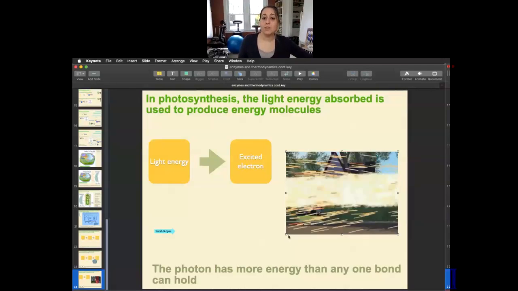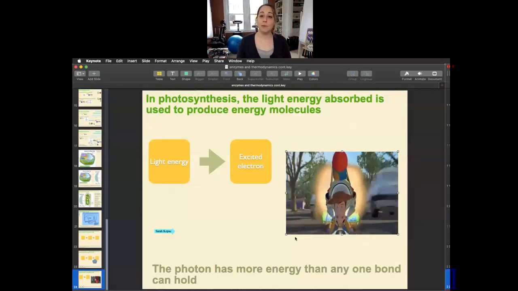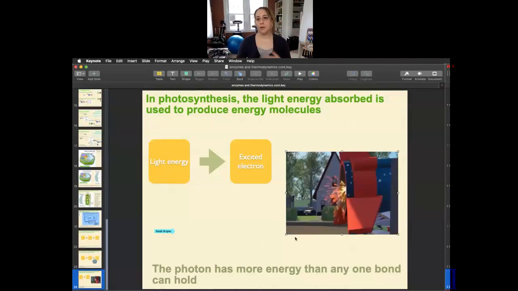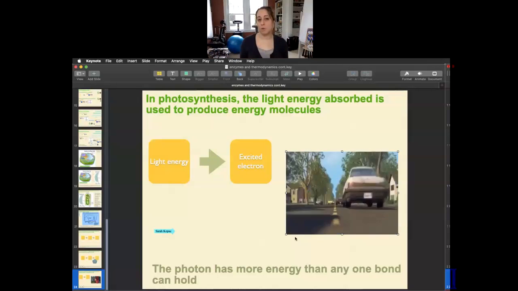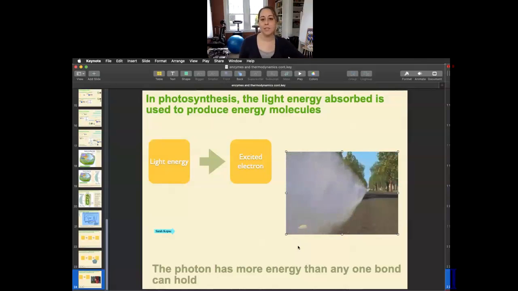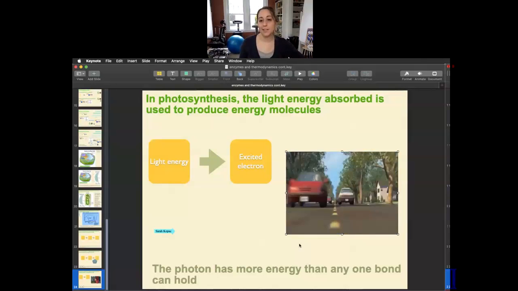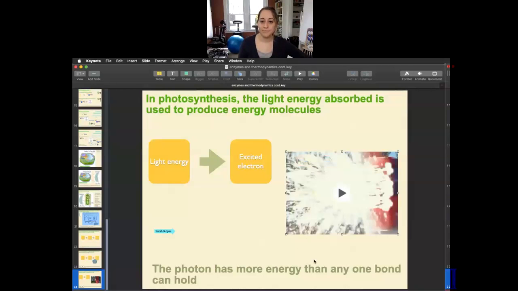Instead of having this one super high energy molecule, the process is to distribute the energy over many different molecules. And we'll see how that happens next week when we talk about the reactions in photosynthesis.